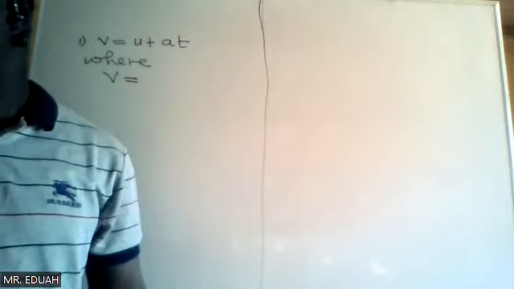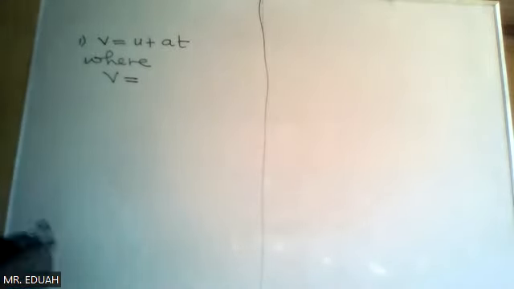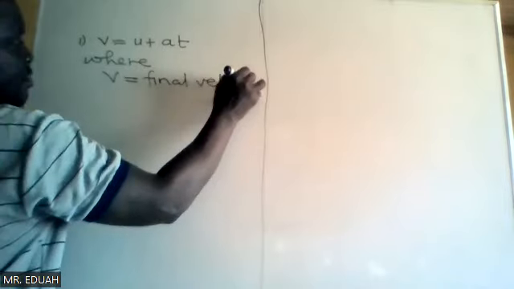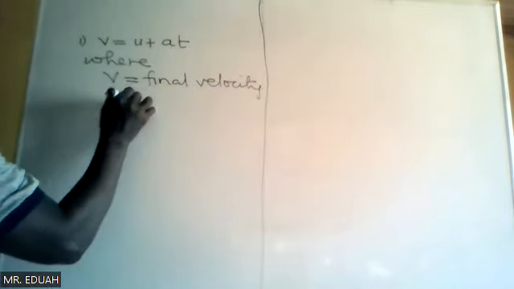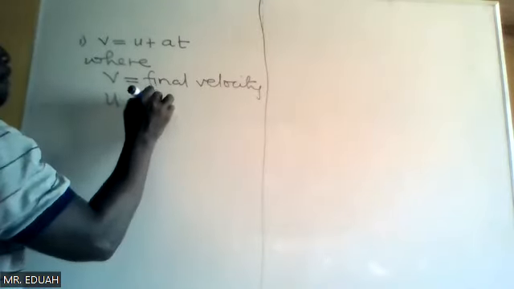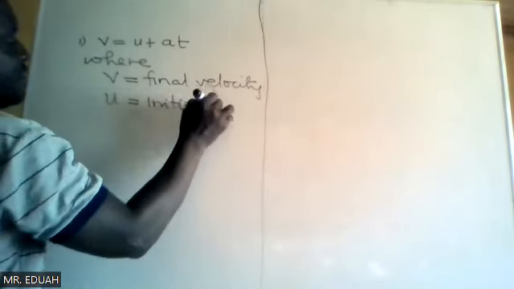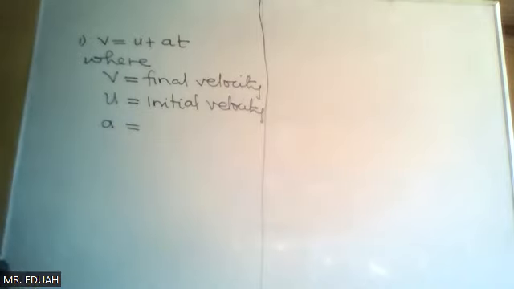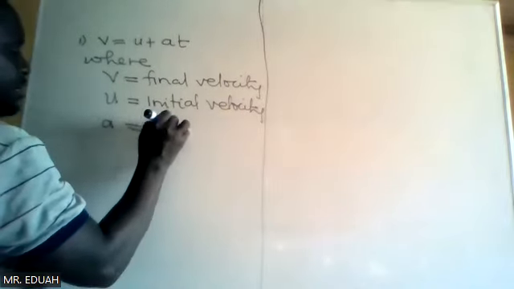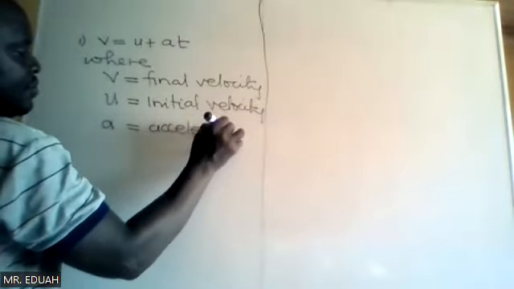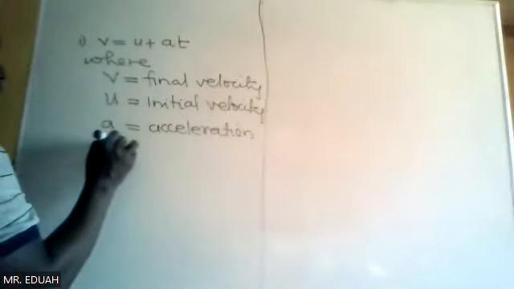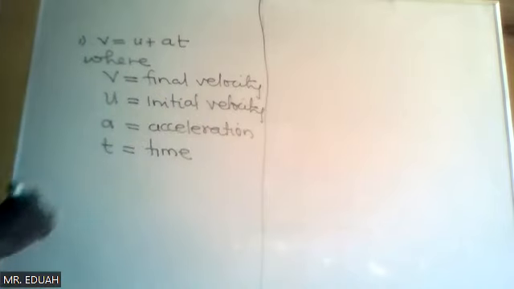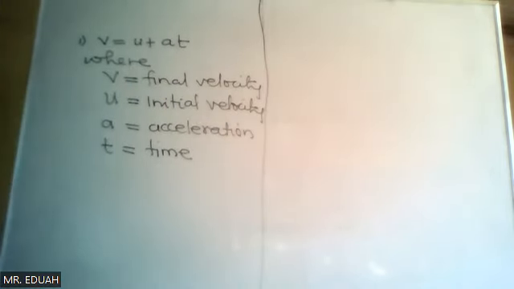V is equal to U plus AT, where V is the final velocity, U is the initial velocity, A is the acceleration, and T is the time taken. Then equation two.